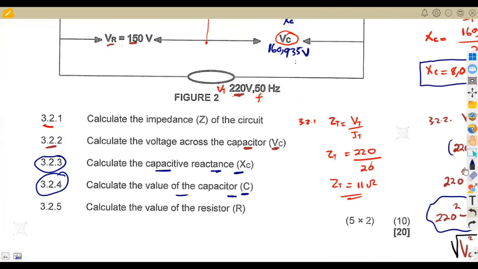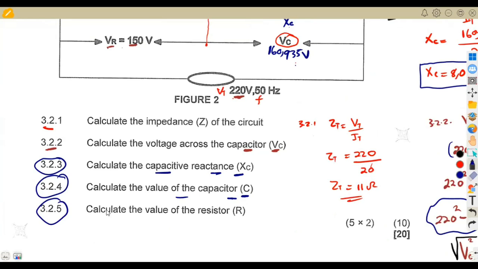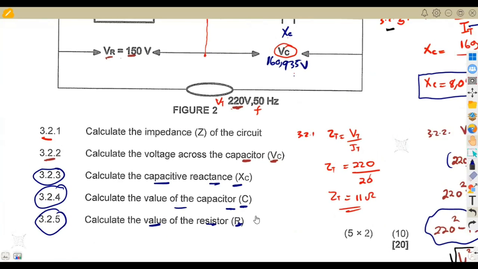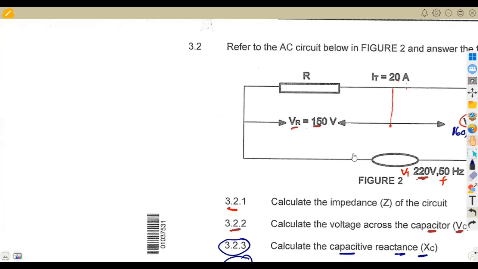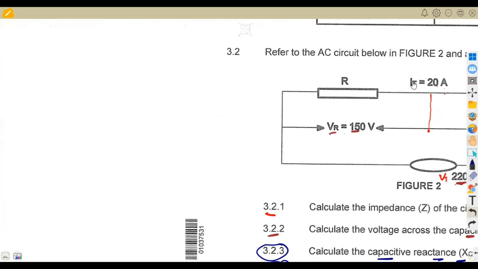All right, 3.25. Now we are asked to calculate the value of the resistor R. This one, guys, is direct. We've got the voltage across the resistor and the current, supposing this is the total current. In actual sense, our formula is that the resistance is the voltage across the resistor over the current across the resistor, but the current across the resistor is our total current. So we are simply going to use the total current there.